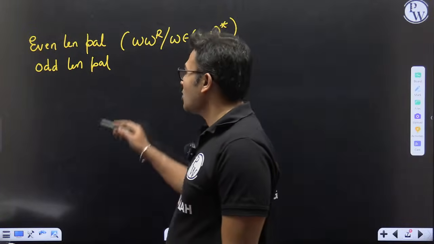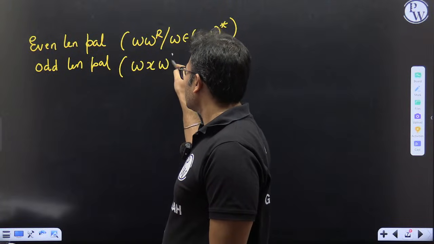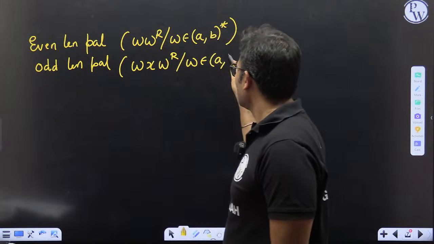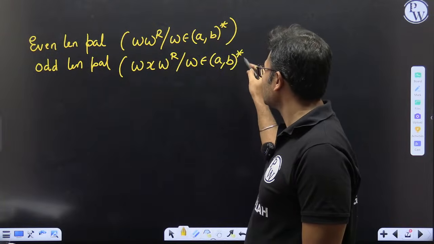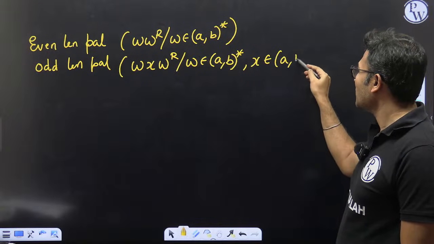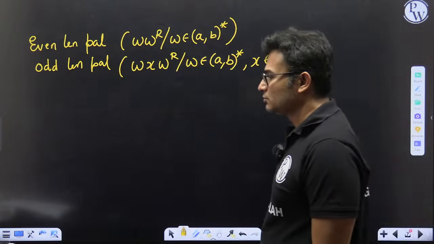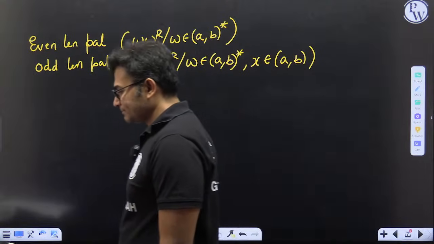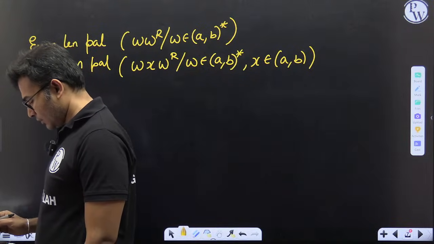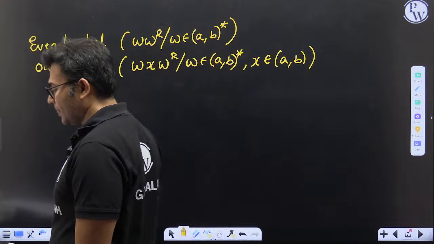So you can write odd length palindromes like this: w x w power r, where w belongs to {a, b} star, and x belongs to {a, b}. Very good, Roshan.